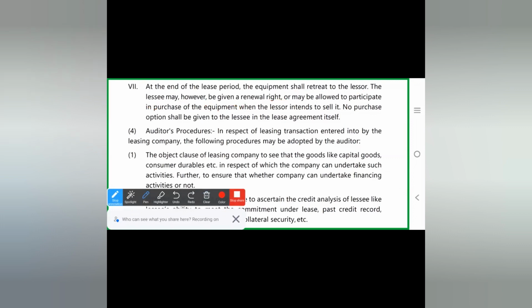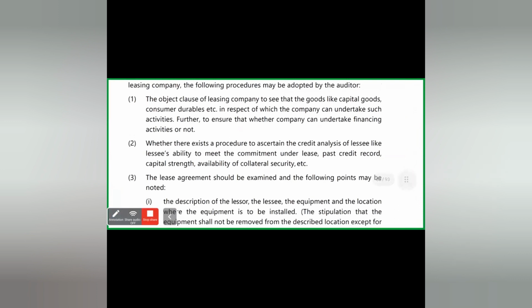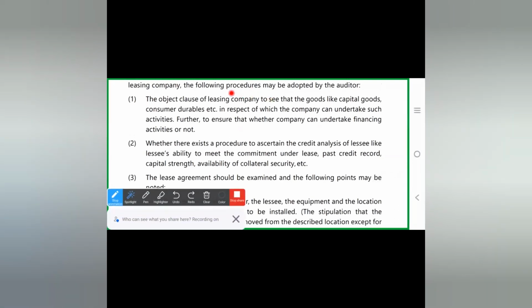Now, audit procedures here mainly are as below. The object clause of leasing company to see that the goods like capital goods, consumer durables, etc., in respect of which the company can undertake such activities. Further, to ensure whether the company can undertake financing activities or not, whether there exists a procedure to ascertain the credit analysis of lease, like lessee's ability to meet the commitment under lease.